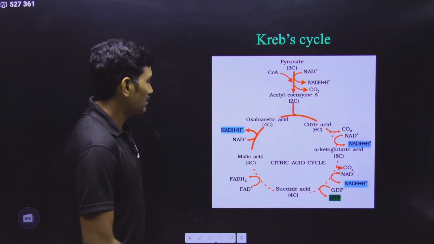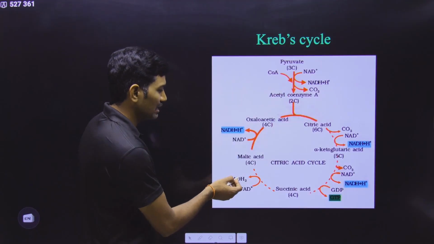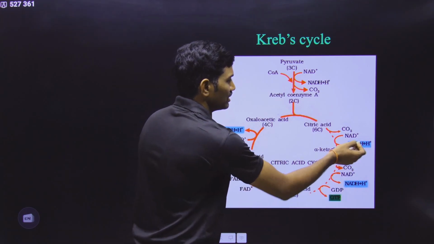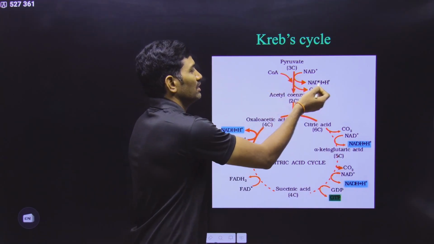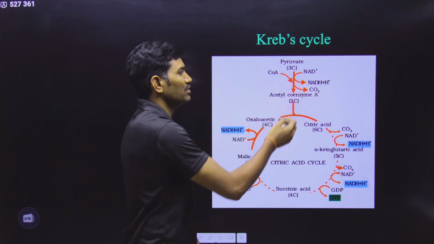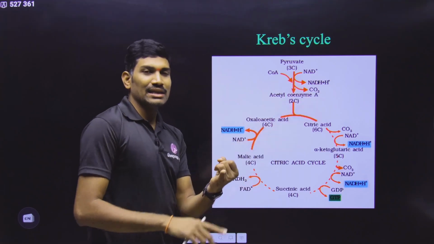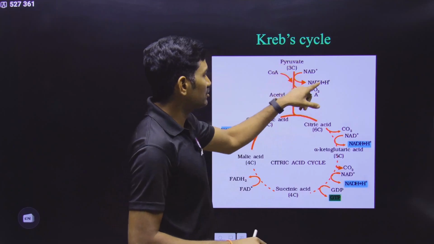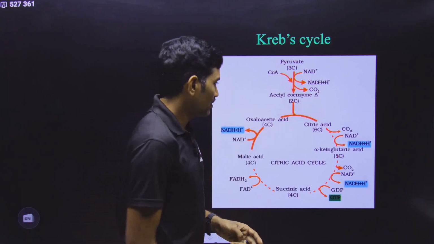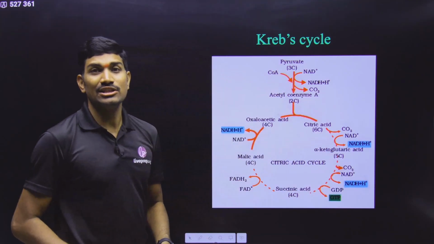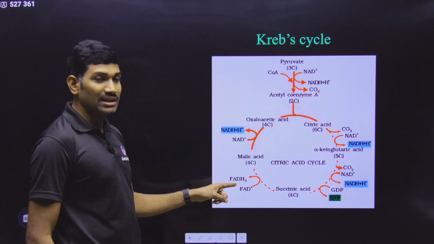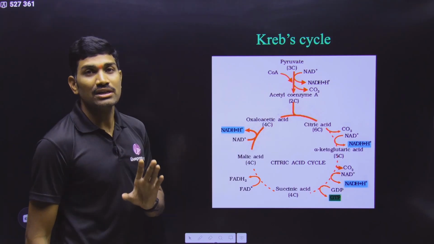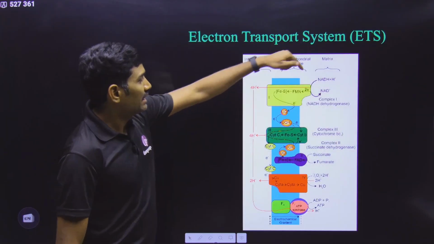In the Krebs cycle, if you observe, NADH is produced, FADH2 is produced. In this process also NADH is produced. In glycolysis also NADH is produced. In the link reaction also we are studying NADH production. In the Krebs cycle, along with NADH, FADH2 production also we are talking about. And what happens to this?